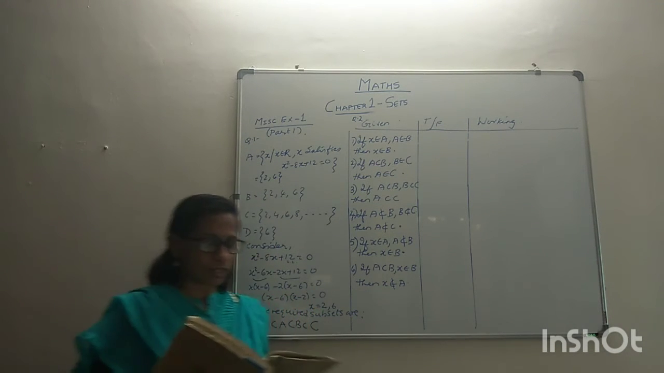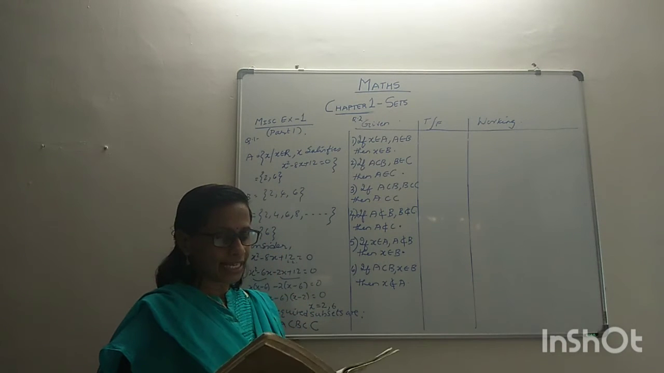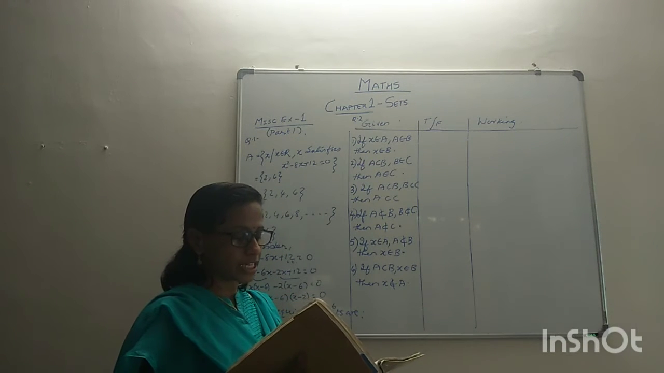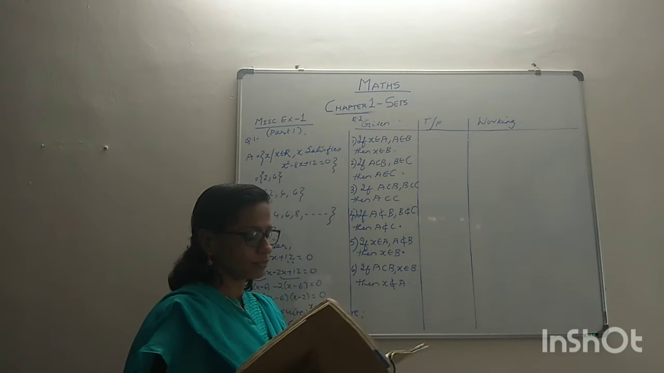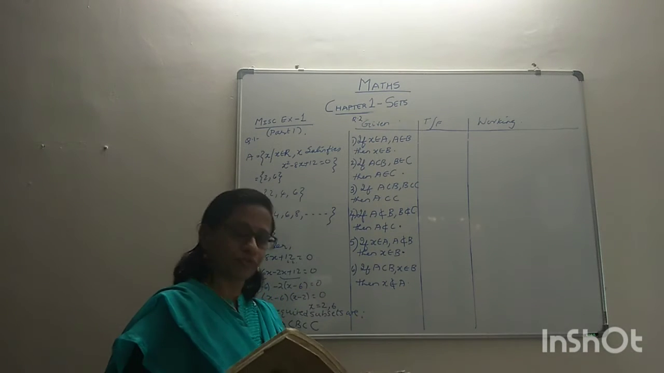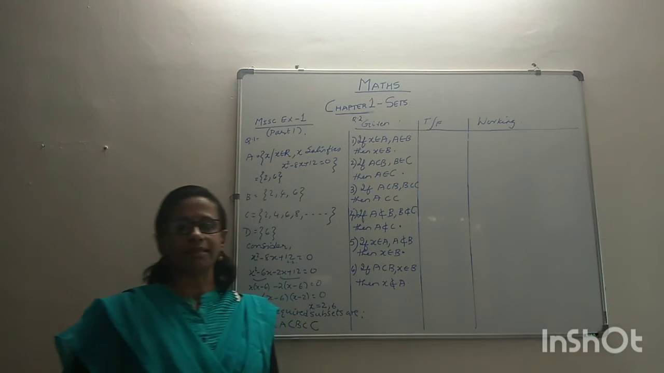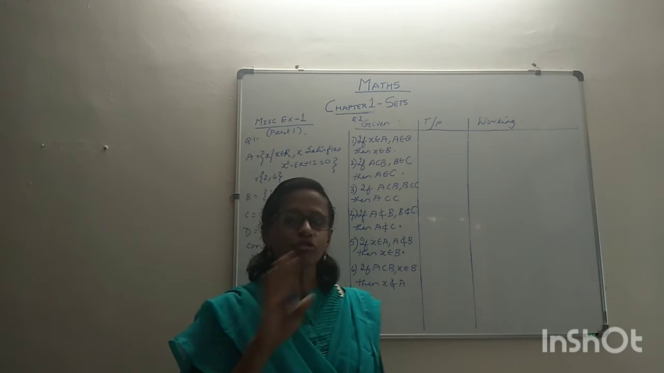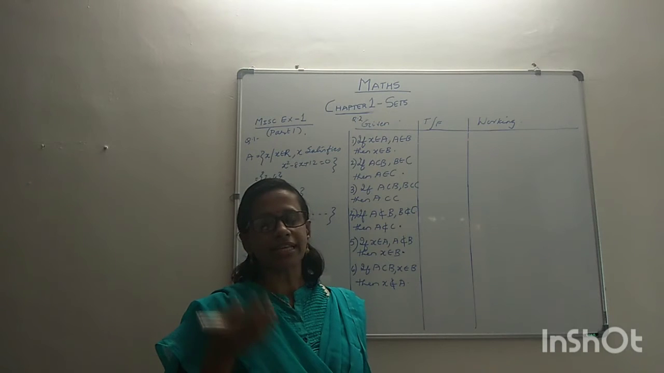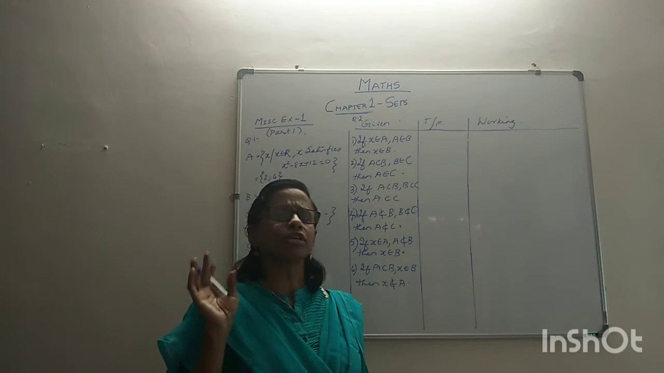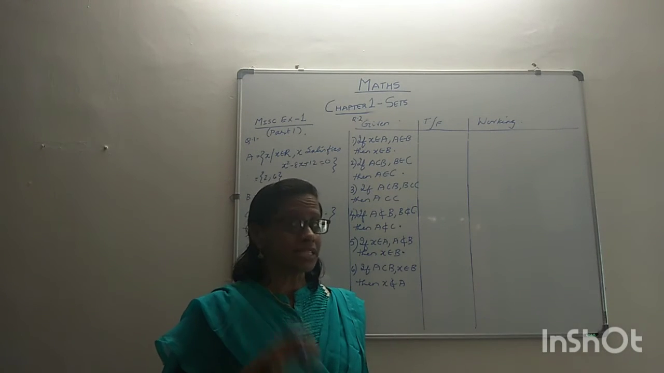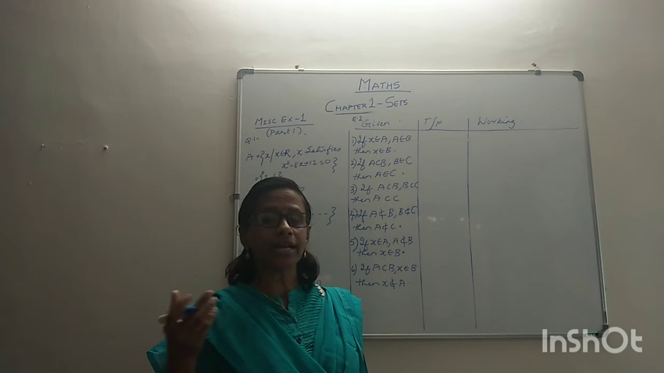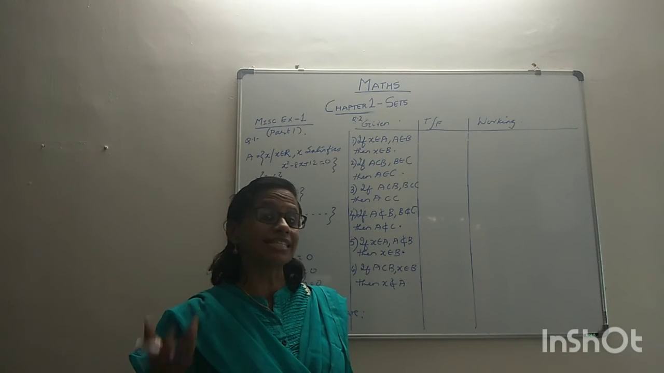Now we go to question number 2. In each of the following, determine whether the statement is true or false. If it is true, prove it. If it is false, give an example. This is a law that you have to keep in mind throughout your life: whenever the statement is false, you just have to give a counterexample. And whenever the statement is true, you have to prove it. Why it is true? You have to prove it. That's how you give reasons to these things.